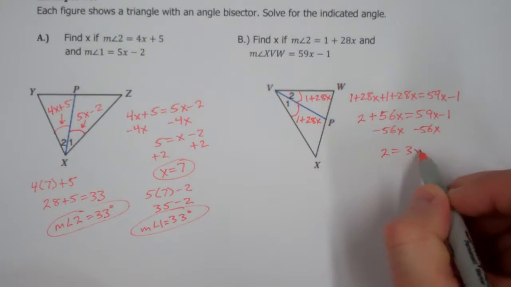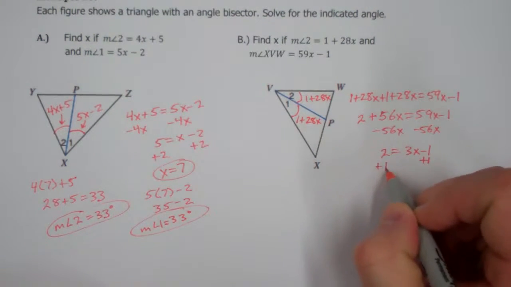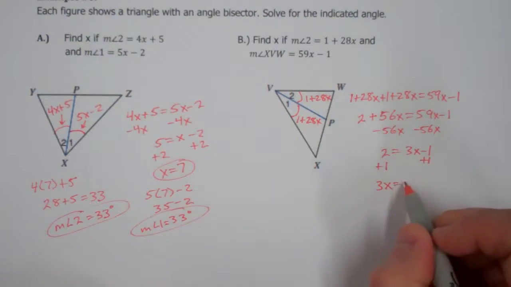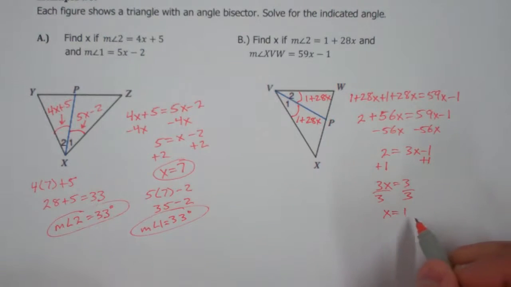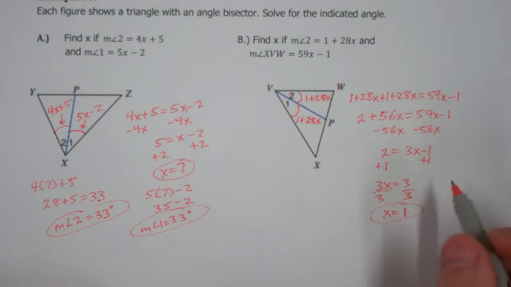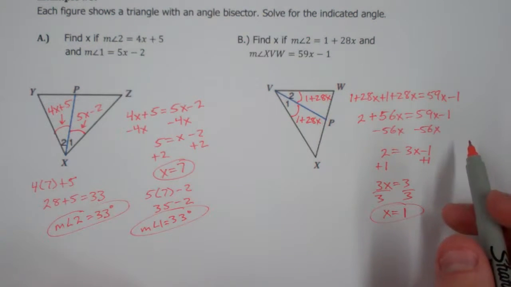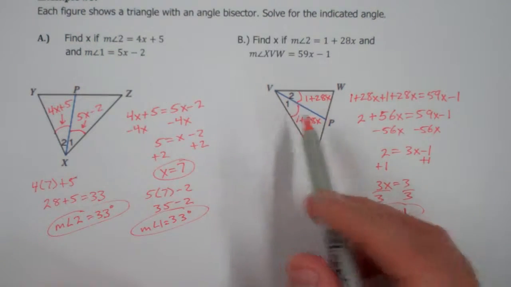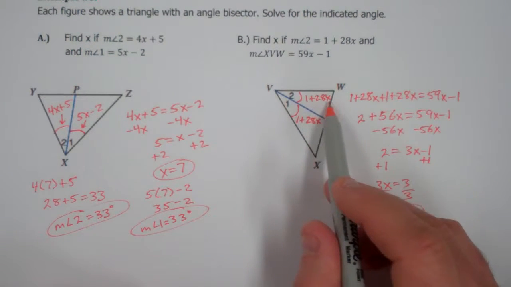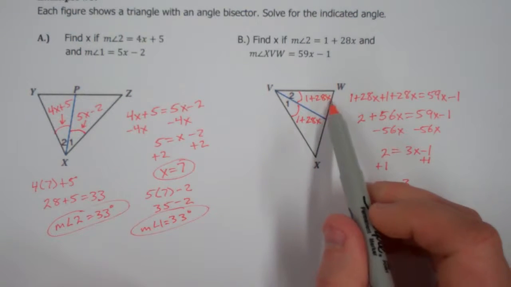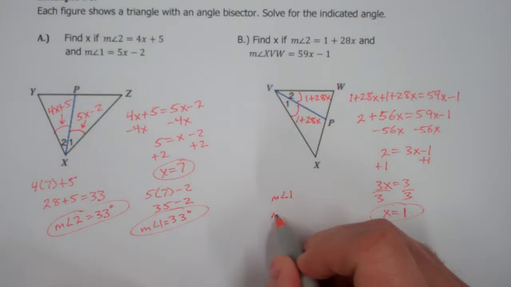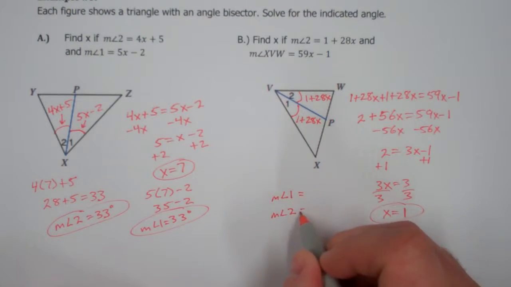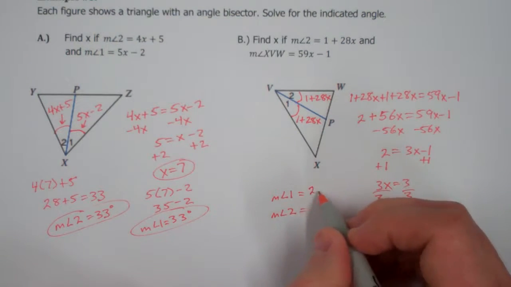2 is equal to 3x minus 1. We can add 1, and 3x is equal to 3. Divide by 3, and we find x to be 1. If we substitute that into the equations, we find that the measure of angle 2 or the measure of angle 1 is 1 plus 28x. 28 times 1 is 28. So the measure of angle 1 and also the measure of angle 2 must be 29.